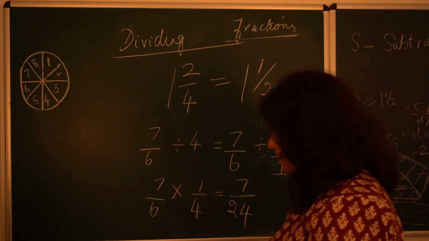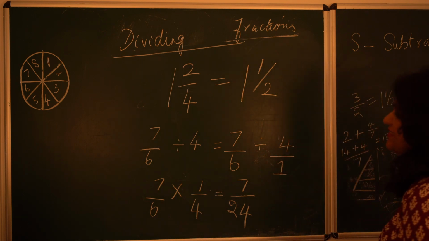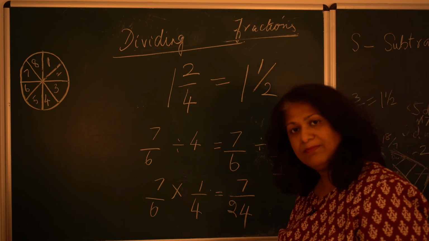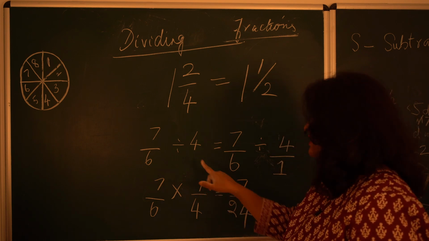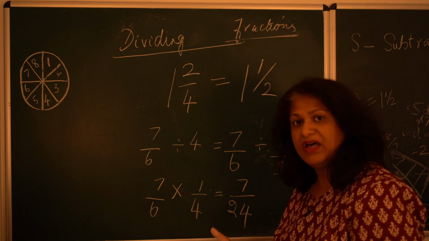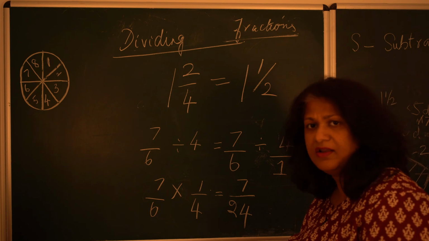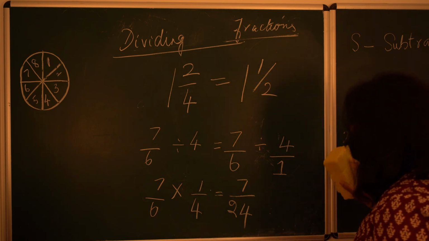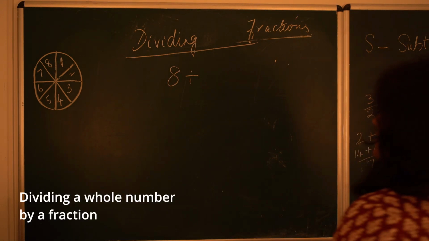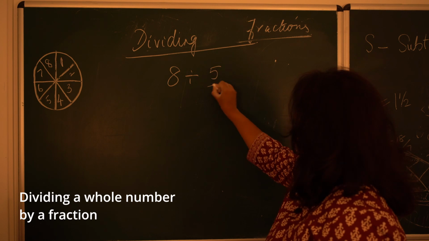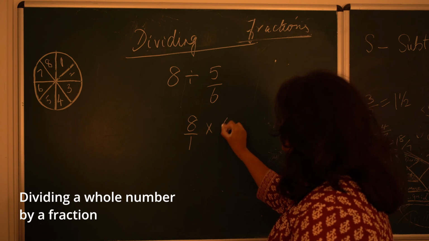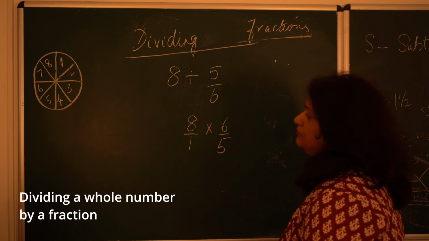Anytime you have a whole number, just remember to write the whole number and then put a line like this underneath and write 1. 4 by 1, 6 by 1, 7 by 1, and so on. Now let me do something a bit different. So this is 8 divided by 5 by 6. Understand it as 8 by 1 into 6 by 5. Go ahead and multiply.